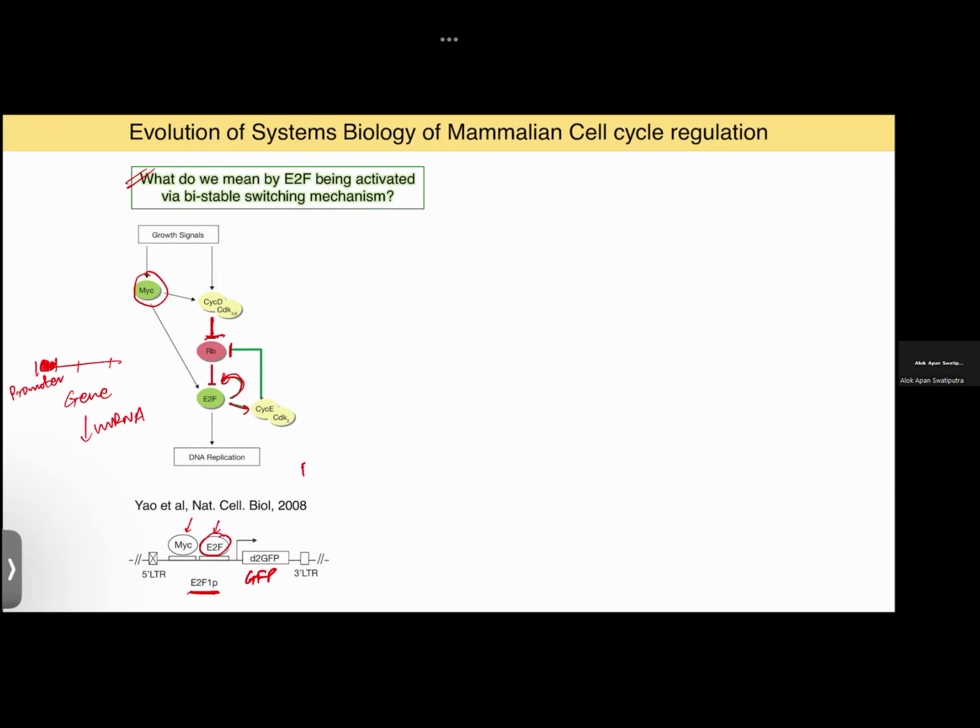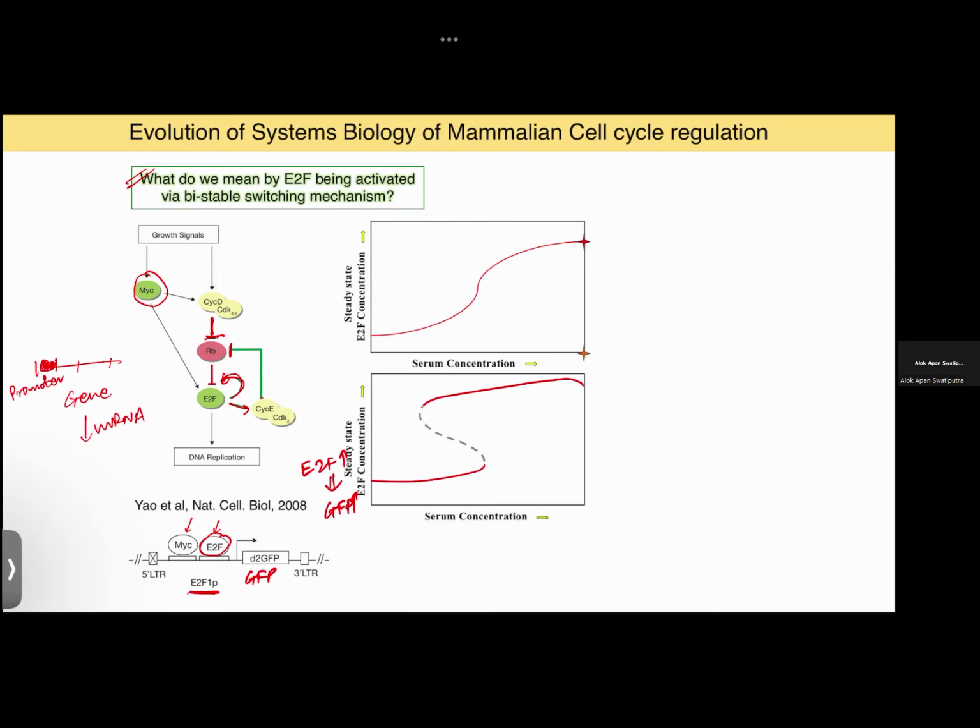So essentially, the higher the E2F, the higher the green fluorescence. And you should also see some sort of hysteresis. Right? So how do you do this? If you don't have a bistable system, you should expect something like this, where you have a monotonic response. But if you have a bistable system, you should see a low, you should see a high, and at some intermediate concentration, you should see both.